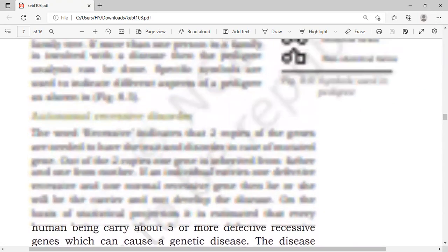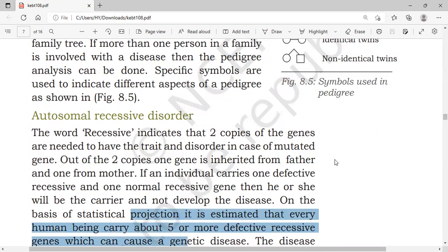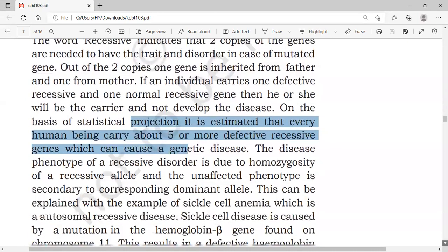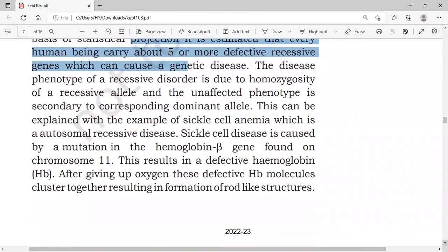Statistical projection के basis पे estimated that every human being carries about 5 or more defective recessive genes that can cause a disease. Statistics से हमें ये पता चला है कि हर human being में 5 ऐसी defective recessive genes होती हैं जिससे कि उसे कोई बीमारी तो नहीं होती, वो उनका carrier होता है.